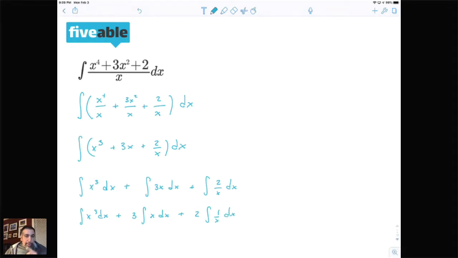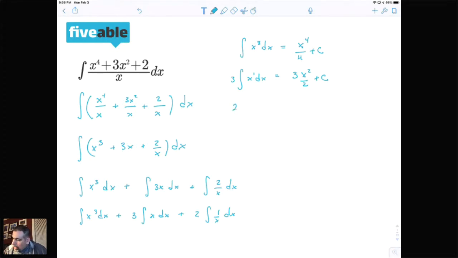And now I don't have a complicated expression. I have integrals that match the rules. The integral of x cubed dx is going to be x to the fourth over 4, plus C. Next we have 3x dx. Well, remember, this is really x to the first, so that's going to be x squared over 2. And like in my classic factor, I'm just going to write the answer. So this is going to be the end of the second term.